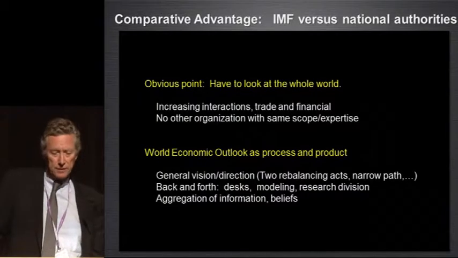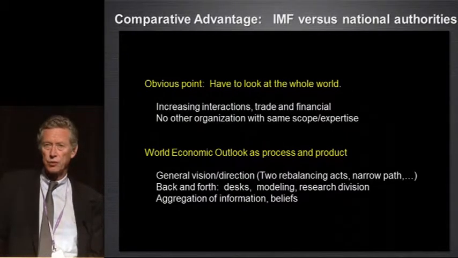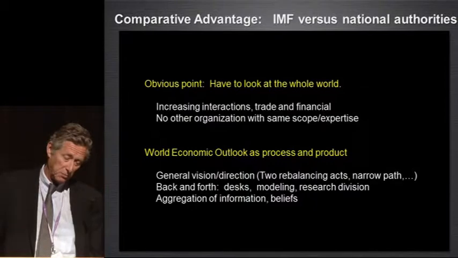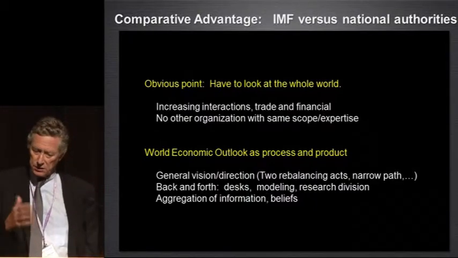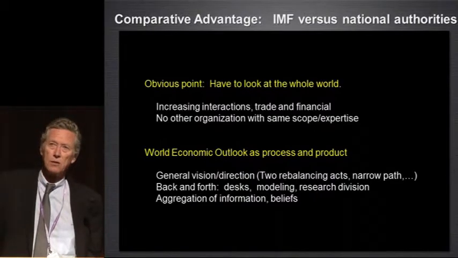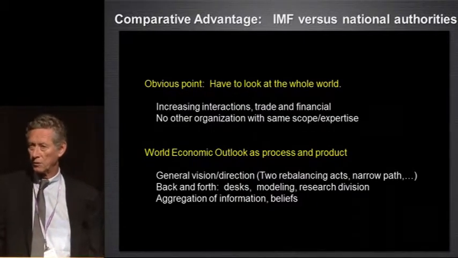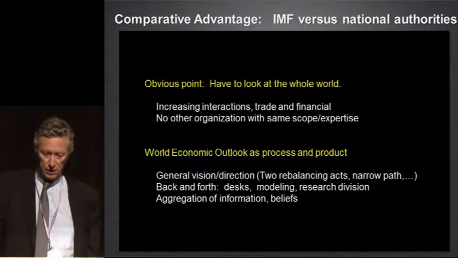Second comparative advantage, if I look at the IMF versus national authorities, every country has teams in the research department at the bank, sometimes at the Ministry of Finance, not very often, which looks at the world. And so what is it that we can do that they cannot, or do not naturally do? I think it's absolutely obvious, which is that we have to look at the whole world. We can't be completely about Germany or France. There are enormous interactions between countries, trade for a very long time, and financial increasingly, so we have to look at the world as a whole, and that's something that no organization else than us can do.